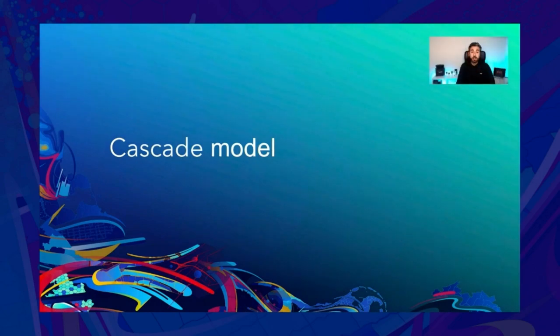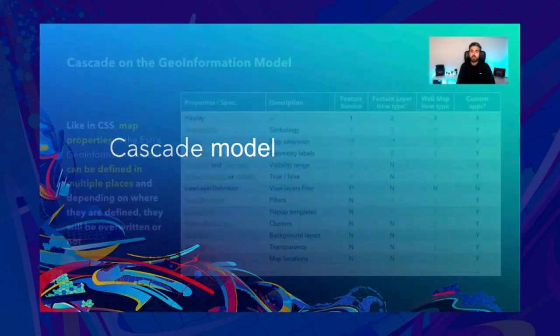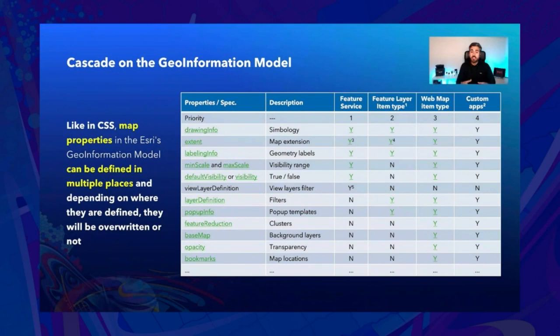Thanks, Mark. Now I'm going to explain how the Cascade model works. And what do I mean? Well, like in CSS, you can define many styles in different places to define the web style itself, right? So in ArcGIS, you can define the map properties also in many places, and based on where they are defined, they can be overridden by the previous ones. So on this table, you will see that not every property can be defined in every place. So I think it's better to show this with an example.